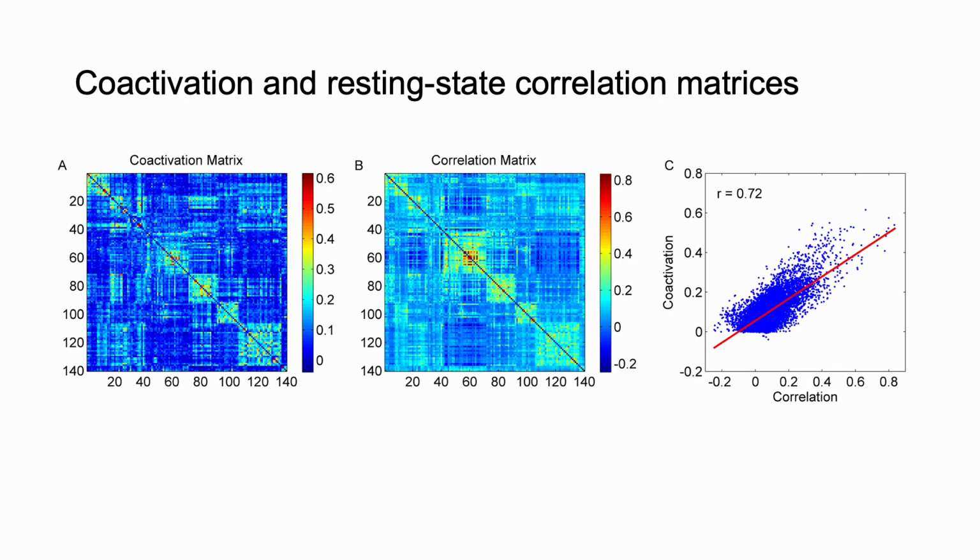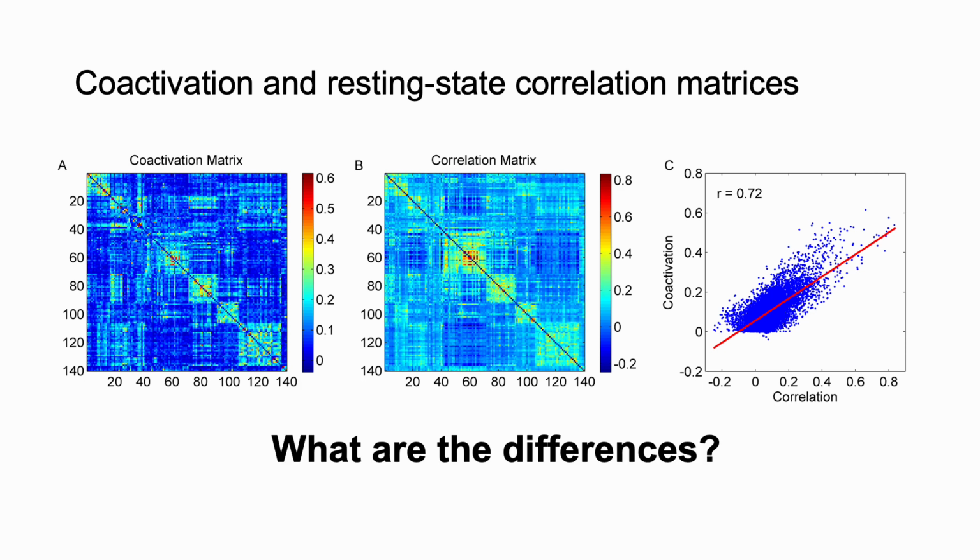So this is the coactivation matrix between 140 regions. This is the correlation matrix from the same 140 regions. And when we look at the correspondence between coactivation and correlation, we find a very good correlation between the two. So we wanted to see if there was some difference between the coactivation network and the resting state correlation network.